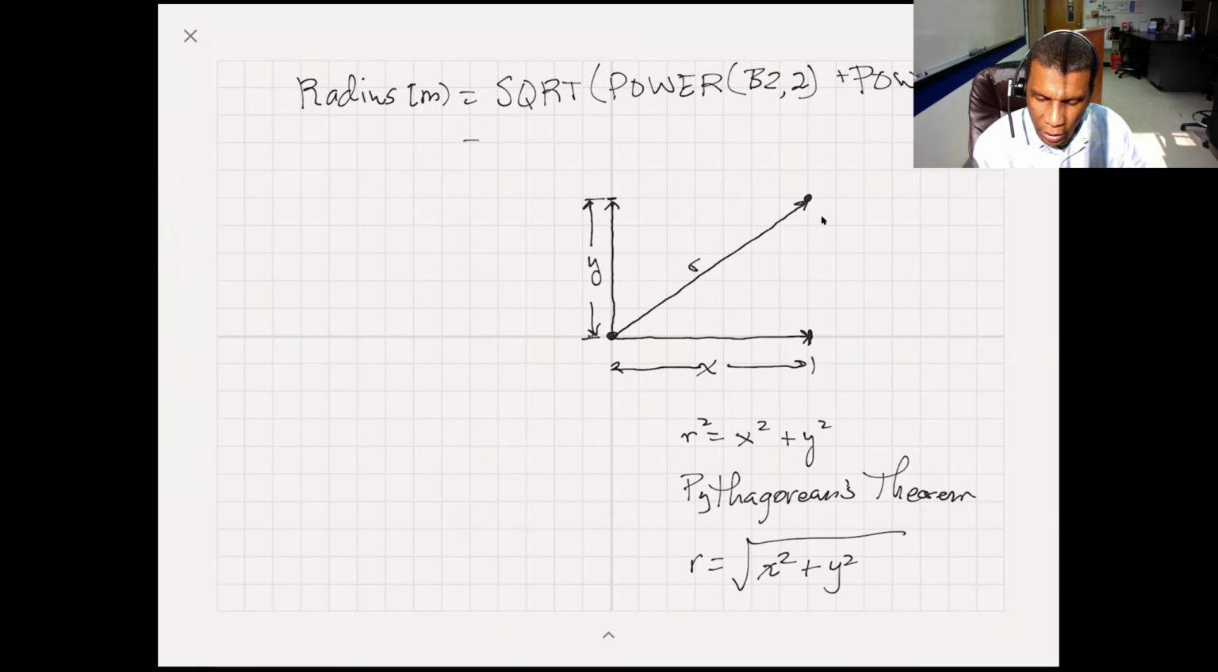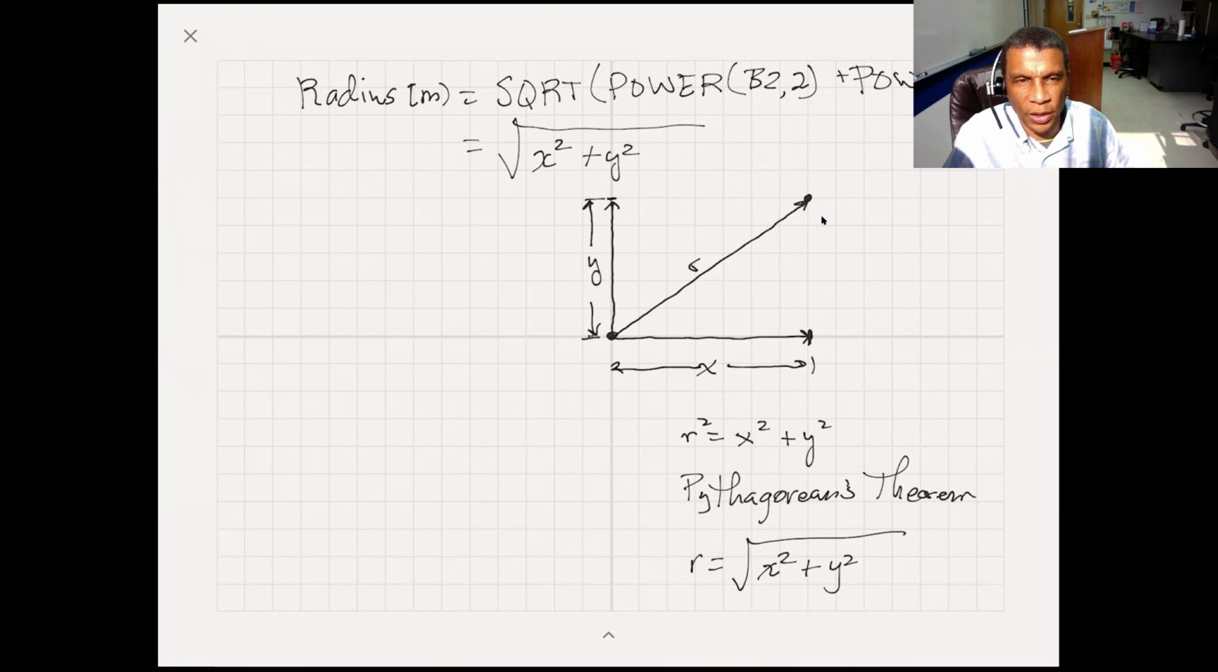This is the same thing mathematically or symbolically written, square root of x squared plus y squared. Now I could say the square root of B2 squared plus C2 squared. Okay, so this is Pythagoras' theorem. This is where we're going to stop on that theory portion.